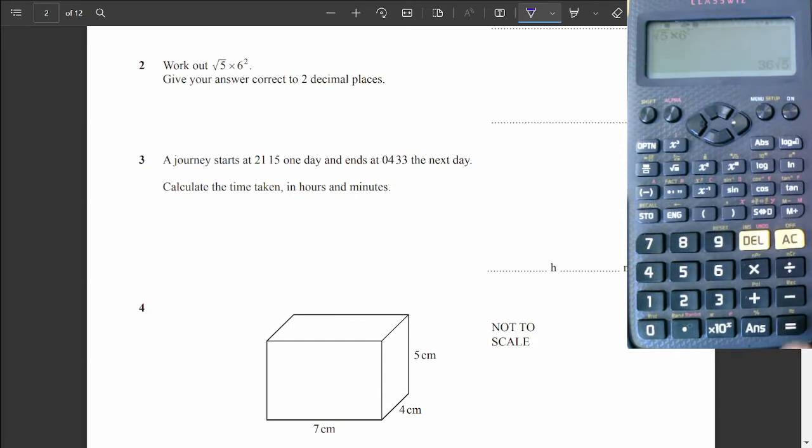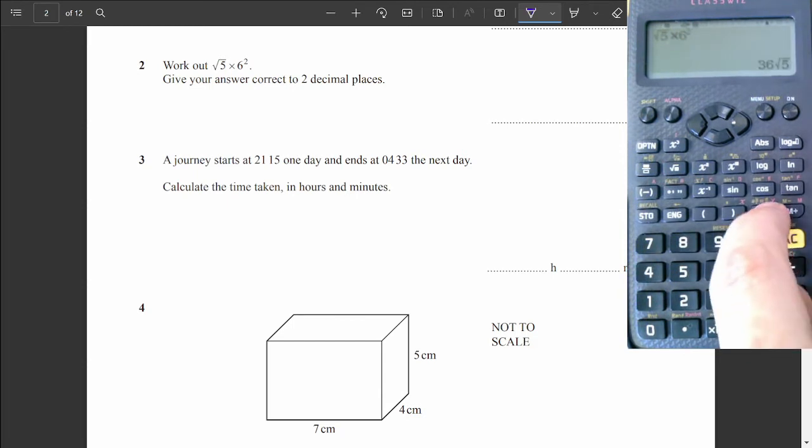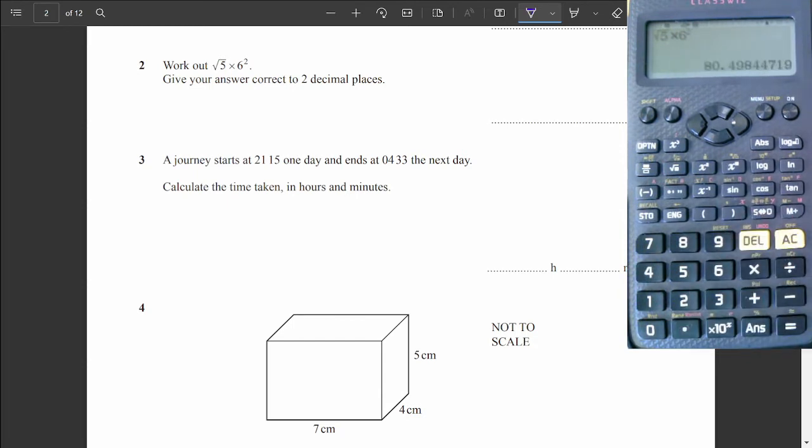Put 6 squared equals. Okay, and let's write down the whole answer. That is 80.498, etc. Rounded to 2 decimal places would be 80.50, as after 49 comes 50. Okay, that 0 being optional, but it shows it's been rounded to 2 decimal places.